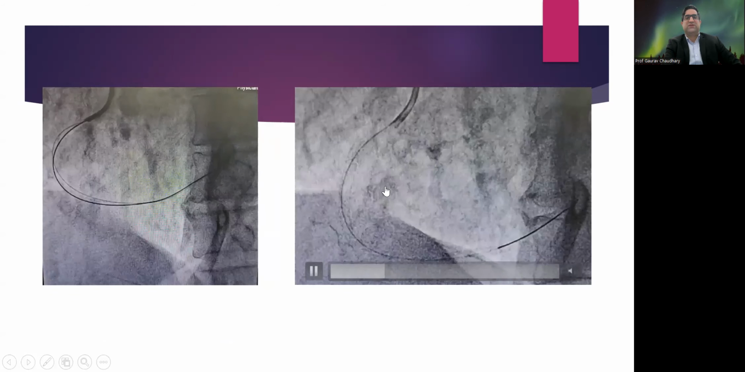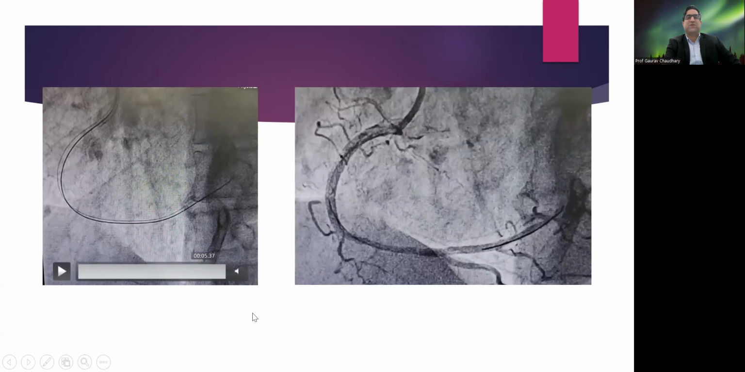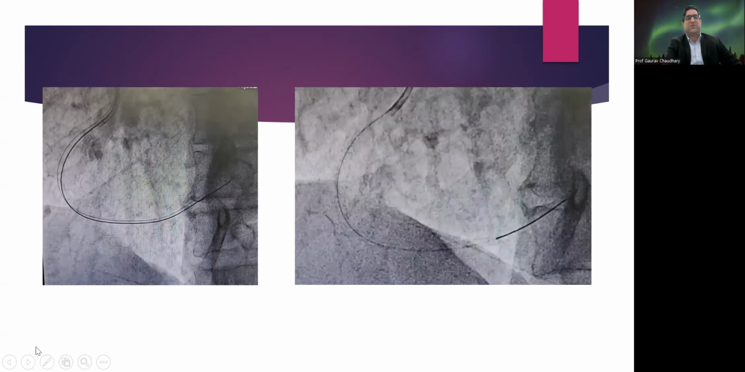And over this, we just downgraded the wire, did the ballooning. And after that, a stent was implanted and we could see a good result in the RCA. So just starting from the sliding technique, we went to the drilling technique with the higher tip load wire.